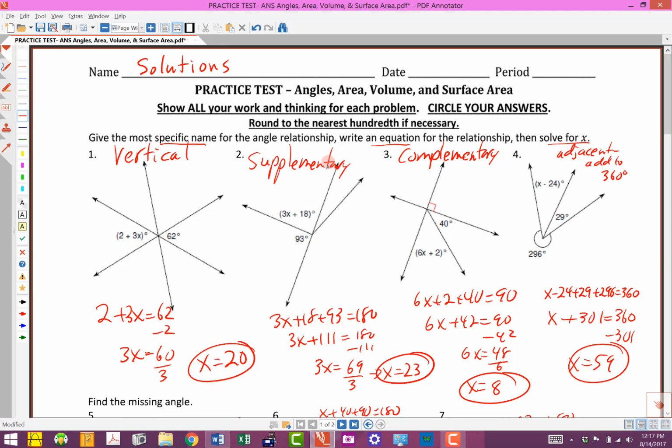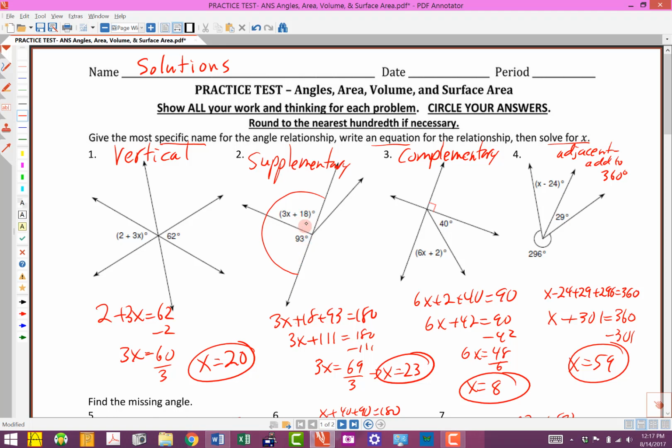On number 2, we take a look at this one. We notice that this is a straight line. Remember, on one side of a straight line, we've got 180 degrees. So the best name that we could give for these would be supplementary. They do happen to be next to each other, so they are adjacent, but the most specific name that we can give to these is that they're supplementary.